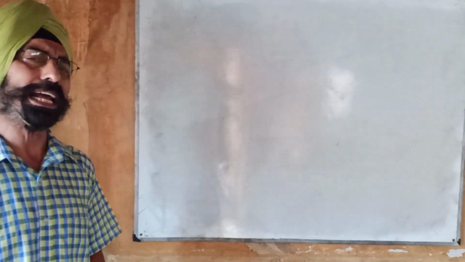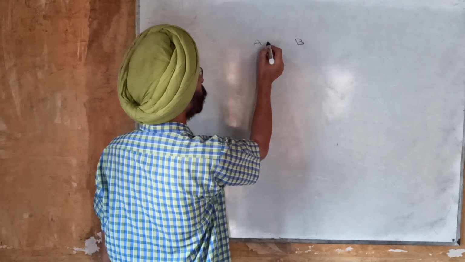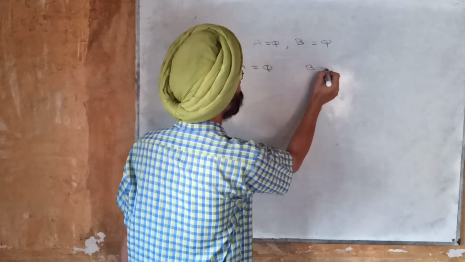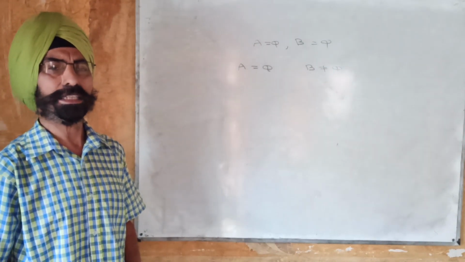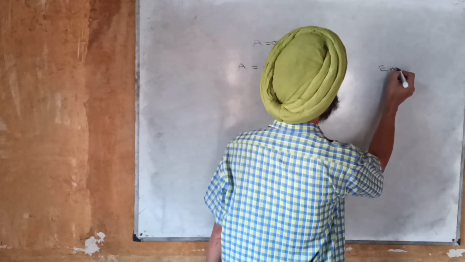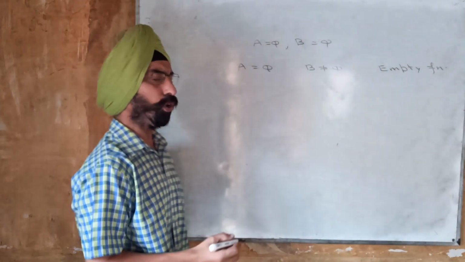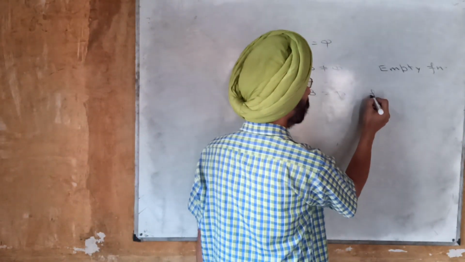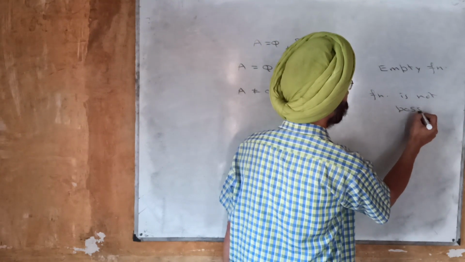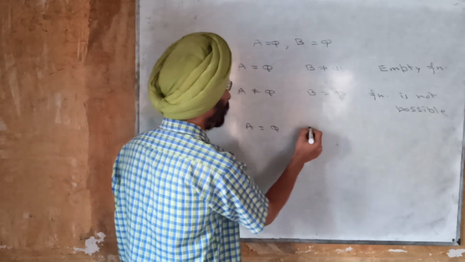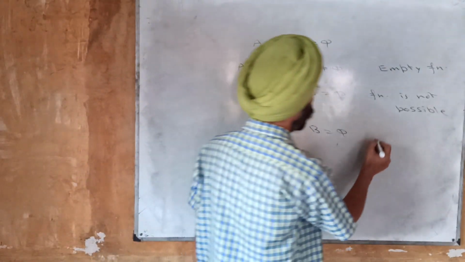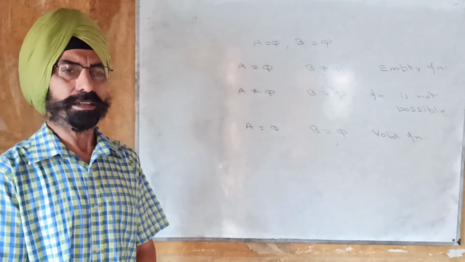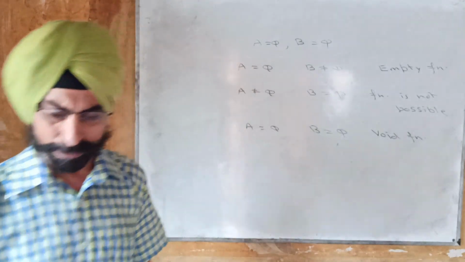Someone may ask, what will happen if A or B or both are empty? It may be a question. So if A is empty, B is not empty, will it be a function or not? Yes, it will be a function and will be called the empty function. What will happen if A is not empty and B is empty? The function is not possible. What will happen if A is empty and B is also empty? Then the function will be called the void function. So it may be a question in mind whether there will be a function if A or B or both A and B are empty.